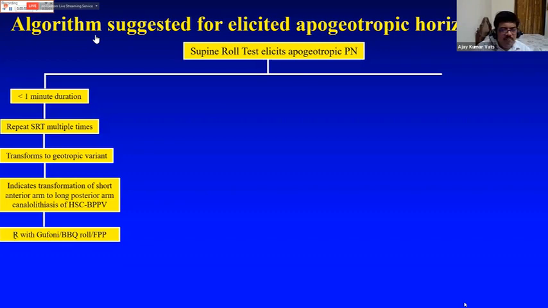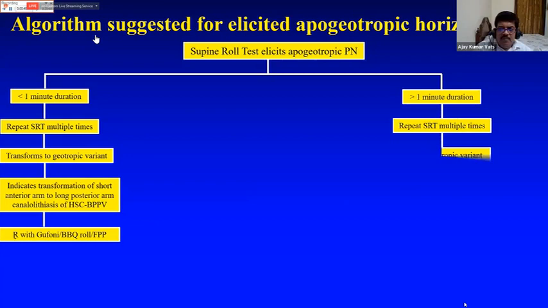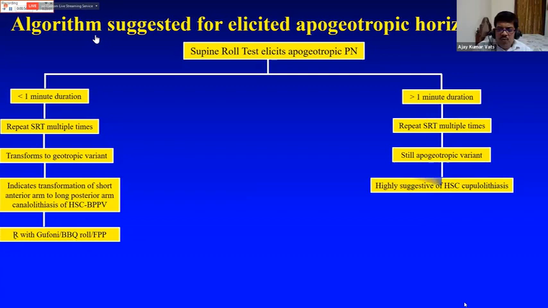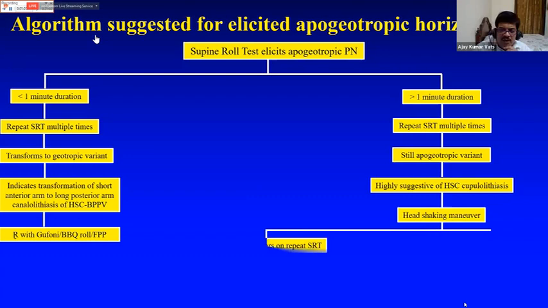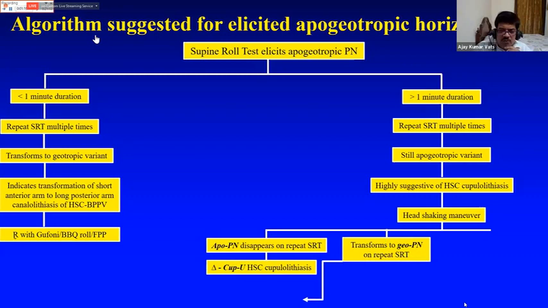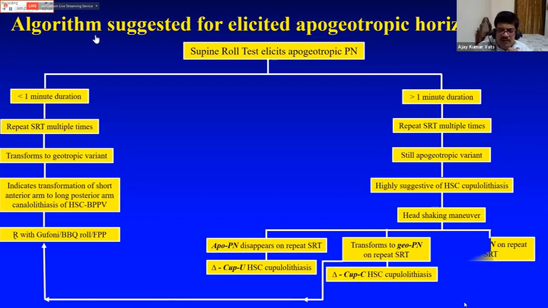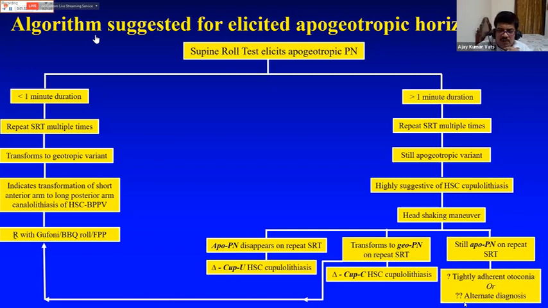If it is more than 1 minute duration, repeat the supine roll test multiple times. If it remains the same, more than 1 minute duration, still apogeotropic, do a head shaking maneuver because it is highly suggestive of cupulolithiasis. Sometimes the head shaking maneuver brings about immediate disappearance of the nystagmus on the verifying supine roll test, and this is highly suggestive of cupulolithiasis on the utricular side. If it transforms to the geotropic variant, it means that there is cupulolithiasis on the canal side, and this can be treated with Gufoni, barbecue roll or forced prolonged positioning. And finally, even if it is an apogeotropic supine roll test, it could mean that either the otoconia are tightly adherent or there is an alternate diagnosis.